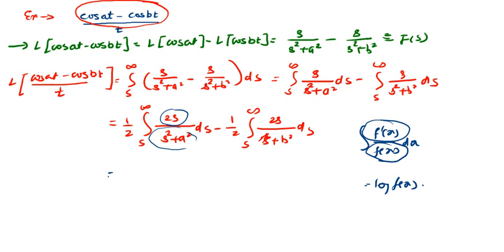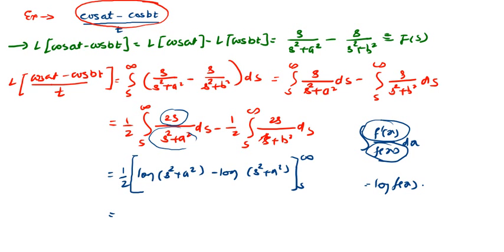Okay, so its answer will be 1 by 2 log of s square plus a square. Now 1 by 2 is common in both terms, so I can take it out. So its answer will be log of s square plus a square under the limit s to infinity. Now using the logarithmic rule, this will be 1 by 2 log of s square plus a square upon s square plus b square, under the limit s to infinity.